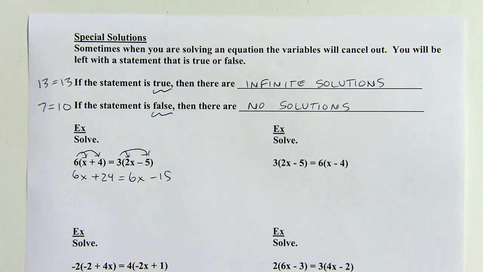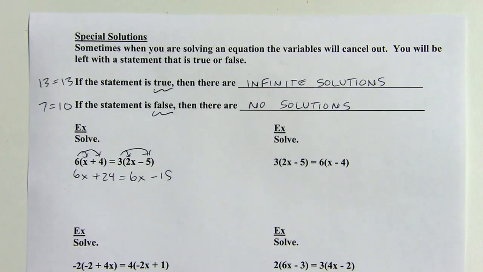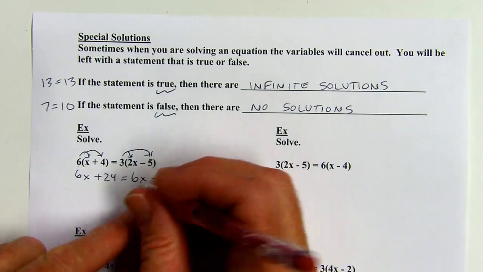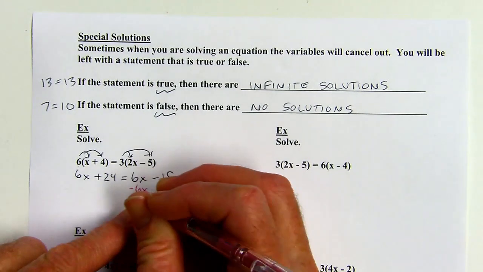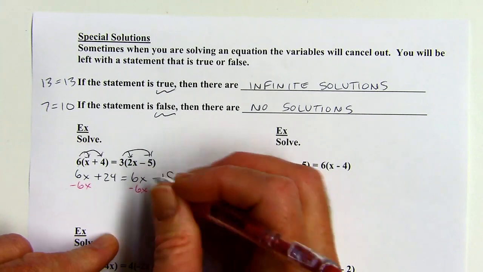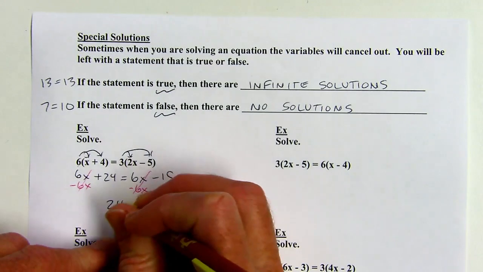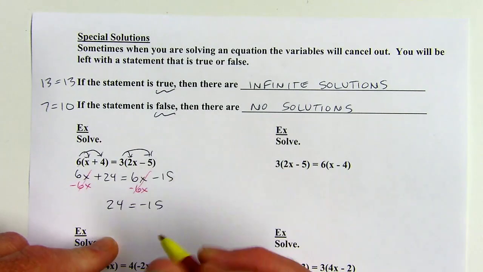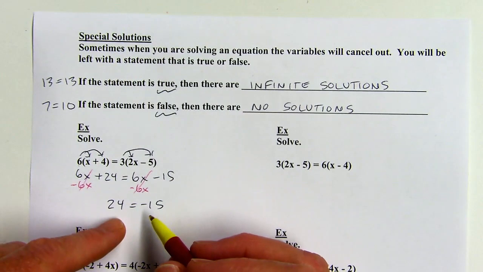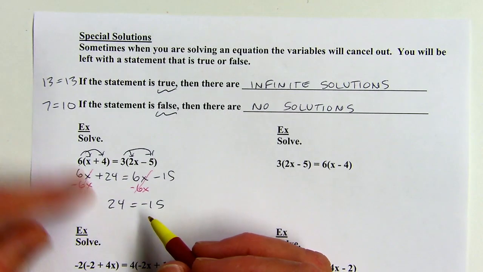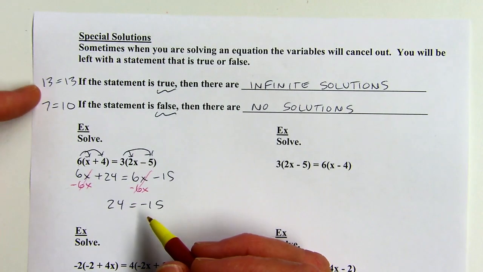Okay, and now I want to get the x terms on the same side of the equation. So let's say I wanted to move them to the left. Well, then I'd be subtracting 6x there, and those cancel. But wait a second, these cancel too, and now we're left with 24 equals negative 15. What the? It doesn't tell me what x equals, right? But I've got one of my special situations here.